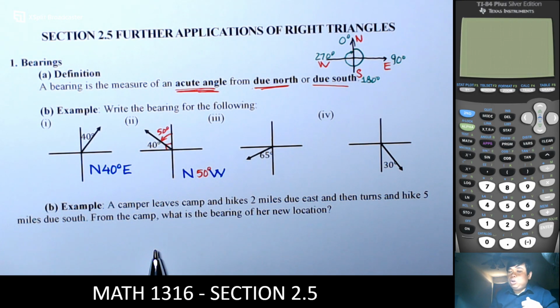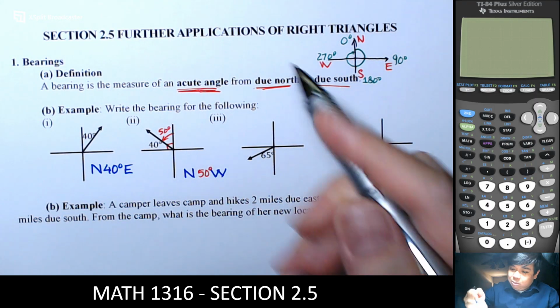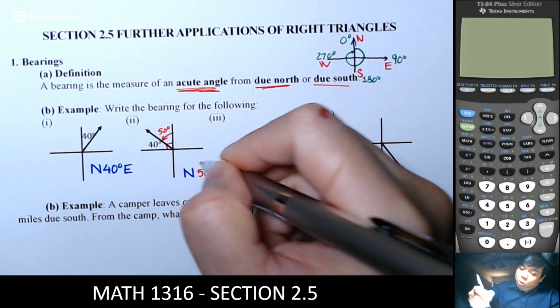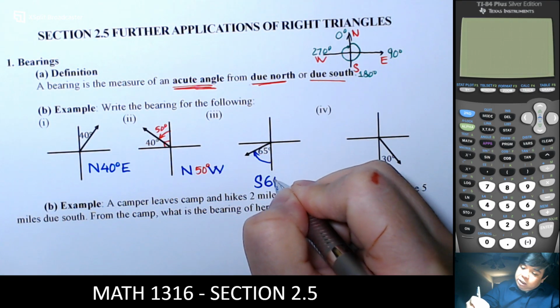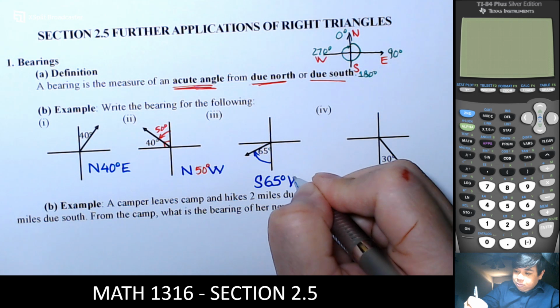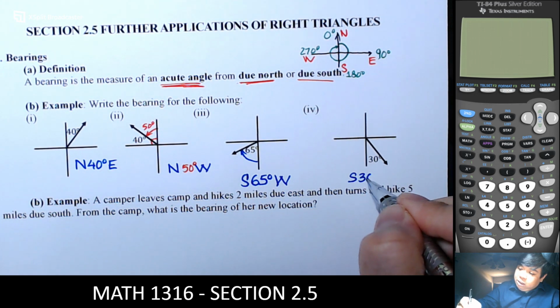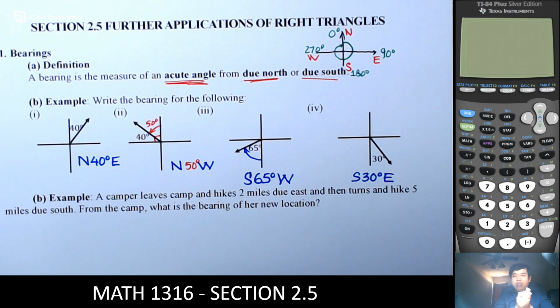But the bearing we use is with north and south, and then east and west. For example, this one is on the south side going down and to the west side, so we say south 65 degrees west. And this is south 30 degrees east. So always start with north or south and go in the direction of east or west with an angle.